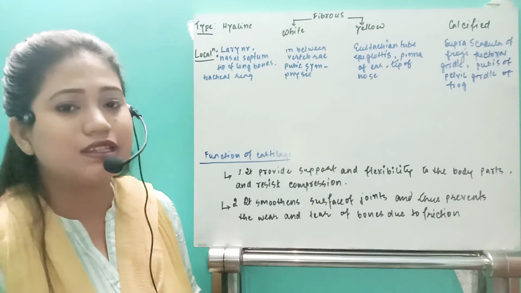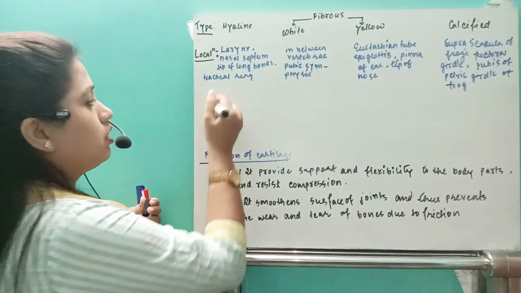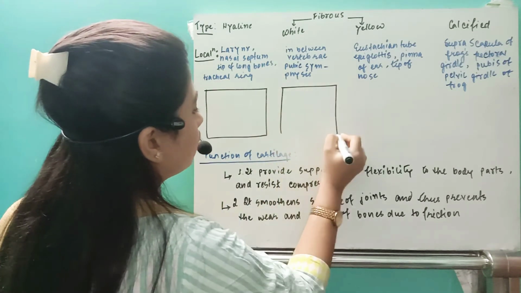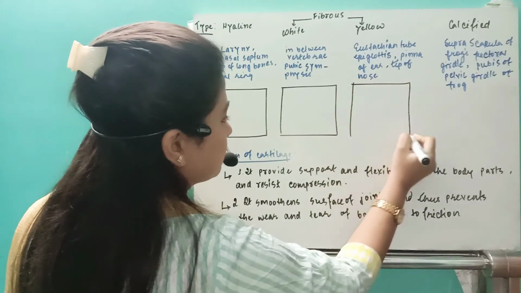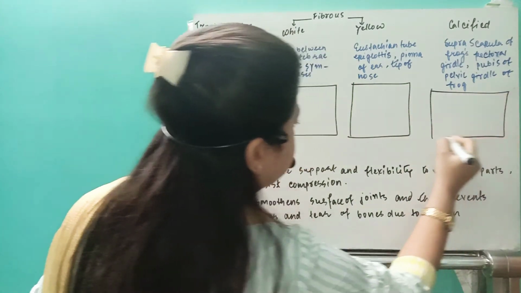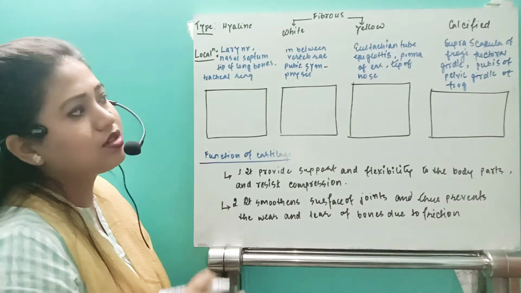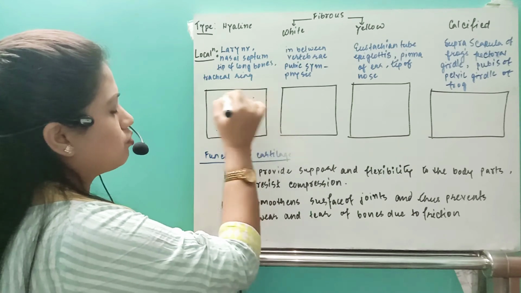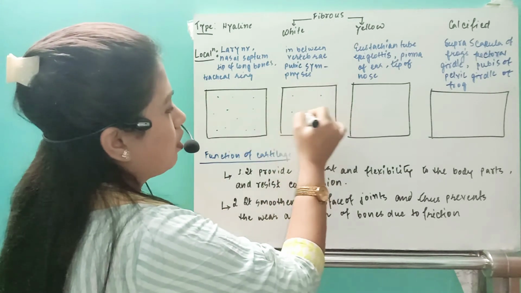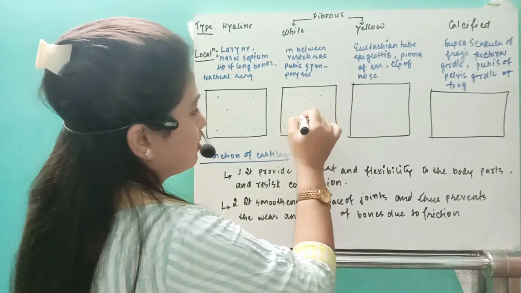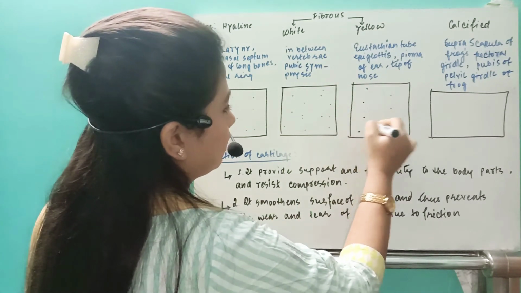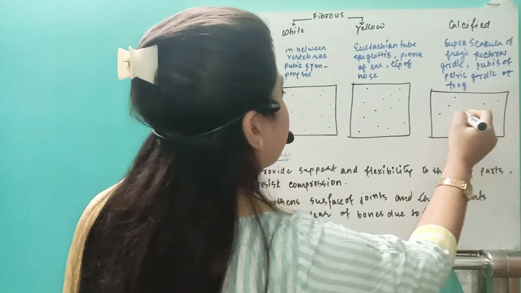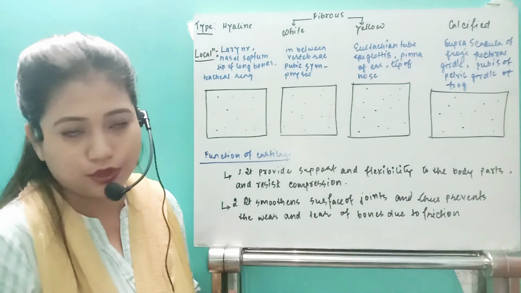Now we will see the structure, right? Here we are going to see the composition, how all the three compositions, the cells, fibers and the matrix, are present. In all three types of cartilages, we are going to have the matrix. Matrix is 100% present. This is the basic medium where the cells survive and the fibers are suspended. So in all types of cartilages, this matrix is common.